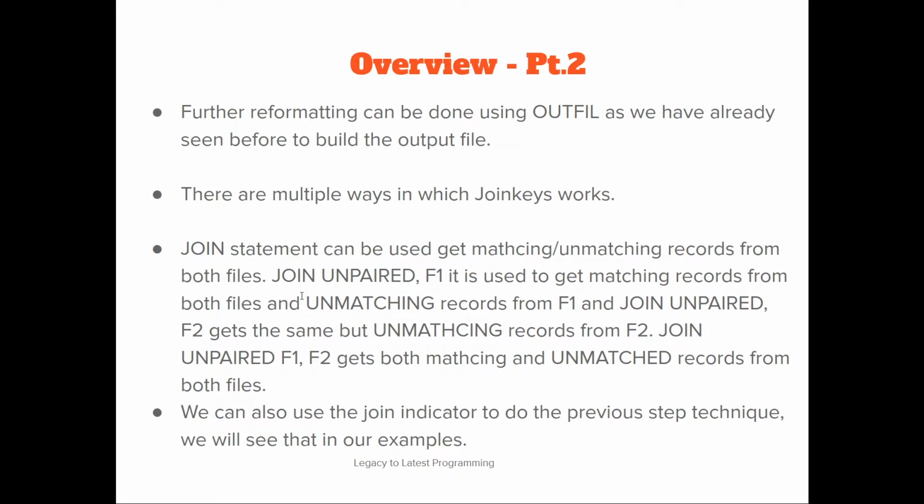The join statement usually works in four ways. First is join match records from both the files. The next is pick matching and unmatching records from either file 1 or file 2. Pick all records irrespective of matching or unmatching from both the files. This is done by the join unpaired statement and its various permutations and combinations. If we need multiple criteria in a single step, like both matched records and maybe only the record from the first file, we can use the join indicator, which we will see more in the examples.